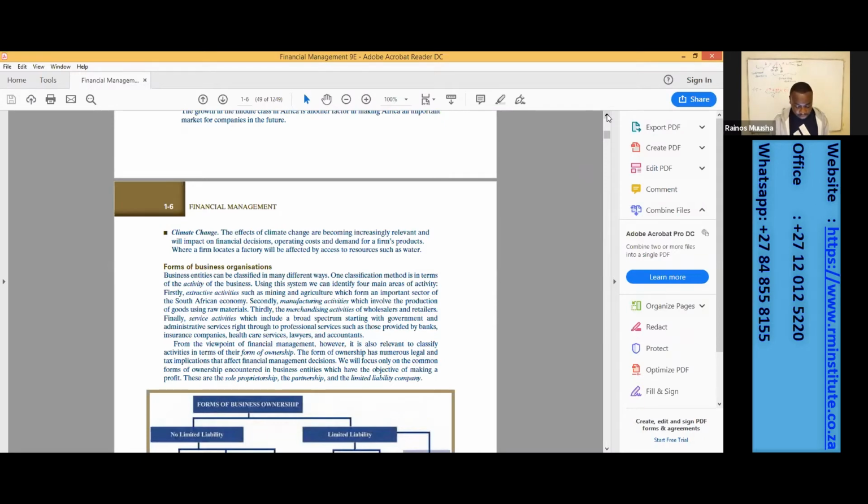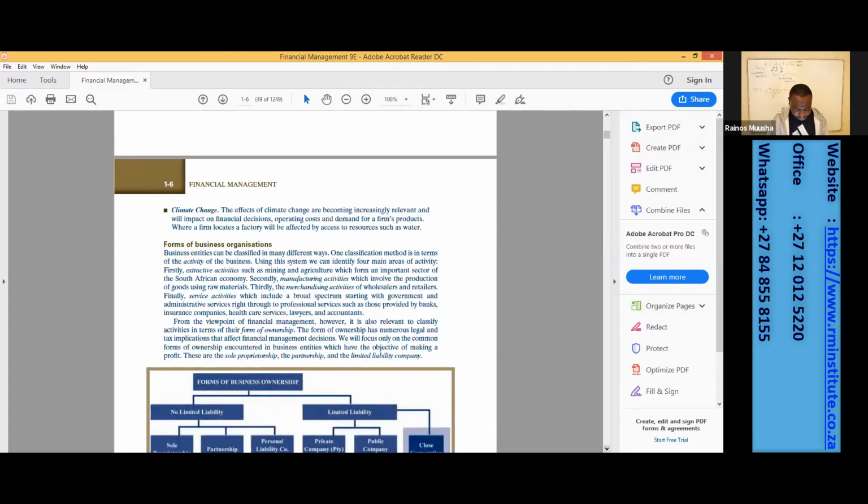So are there any questions regarding these developments before we look at the forms of business organizations? Any questions? All right. If there are no questions, we go on to the forms of business organizations.